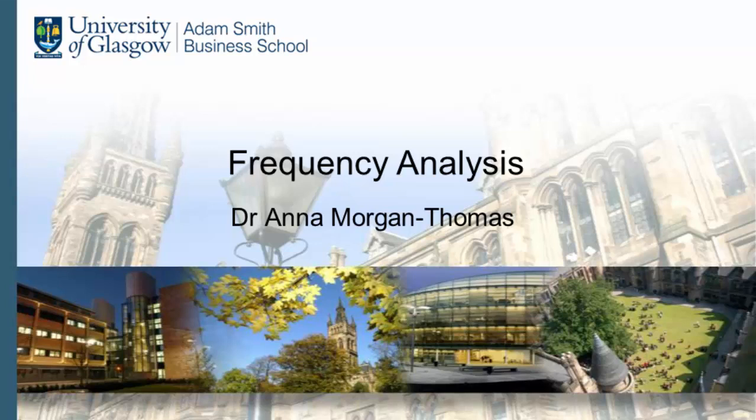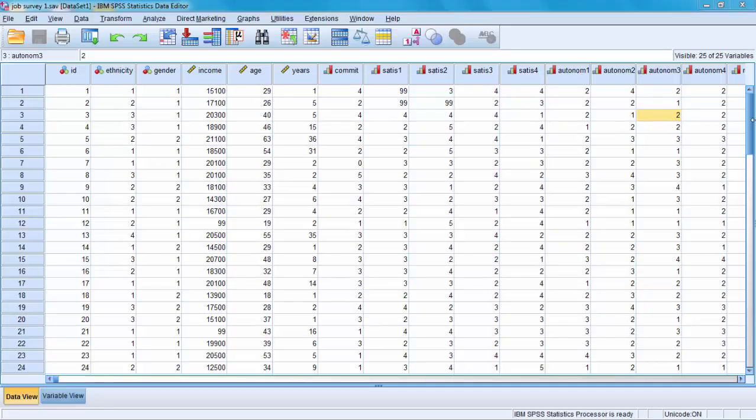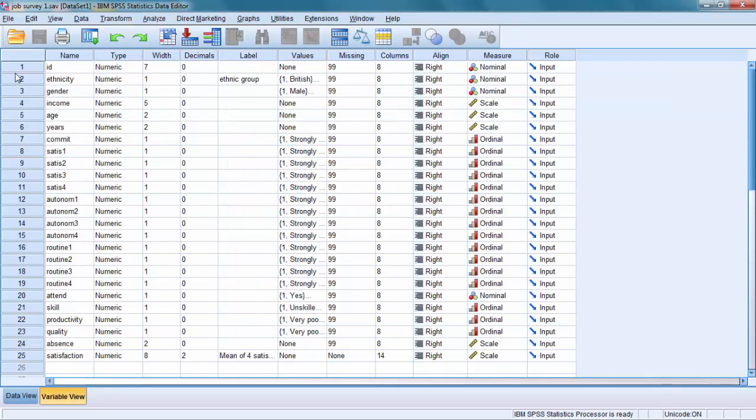Data analysis typically begins with frequency analysis. This tutorial introduces frequency analysis in SPSS, and we continue to work with our job survey data file. I have it open here, and as you recall, job survey has several variables.